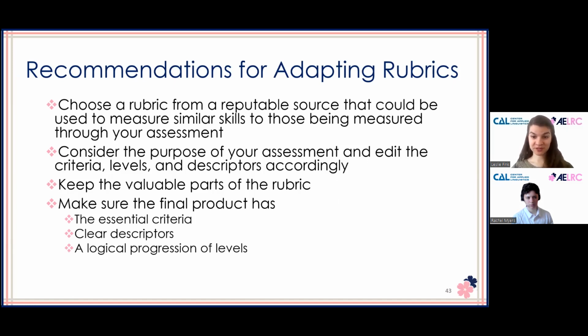Also, keep the valuable parts of the existing rubric. For example, the rubric may have useful descriptors for the range of vocabulary that students use. You can keep those descriptors and even use the same terminology in your descriptors for other criteria. Then, when you have finished adapting your rubric, you want it to fulfill all of the qualities that we previously discussed. So make sure that it includes the essential criteria for your assessment, clear descriptors for each criterion at each level, and a logical progression of levels that will help you and your students understand the expectation for the assessment.